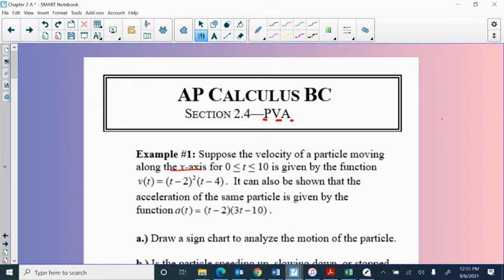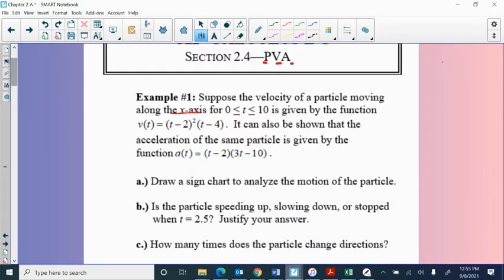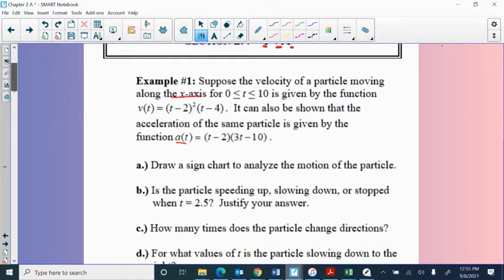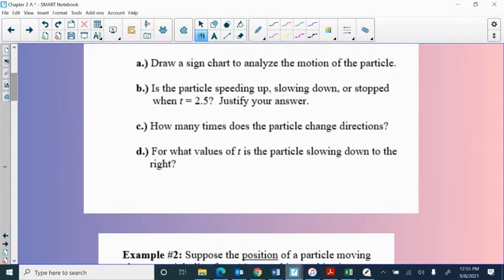So here's a velocity function, and I went ahead and already gave you the acceleration. I already did any chain rules, any product rules, any simplification. So I've got a velocity and an acceleration function, and I want to analyze the motion of this particle based on velocity and acceleration from 0 to 10. It says draw a sign chart. I'm assuming at some point you've done sign charts before, and I gave you a lot more room than I have on mine here, so I'll have to fit this in.